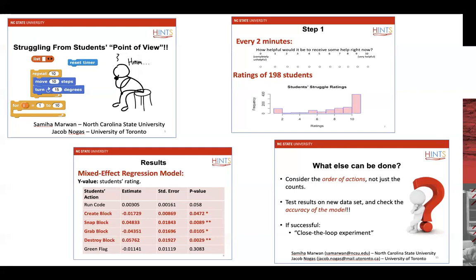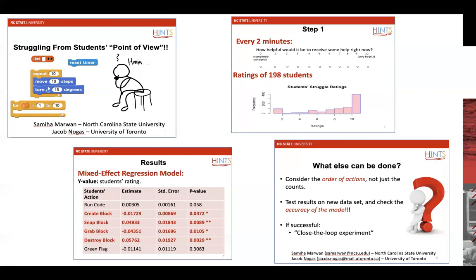Also, I want to test this on a different data set and see if I'm getting the same results, just to check the accuracy of the model, that it can work on different people. Because again, this was done for I think 208 students. So maybe I can check it on different data sets as well and see how accurate this can be.